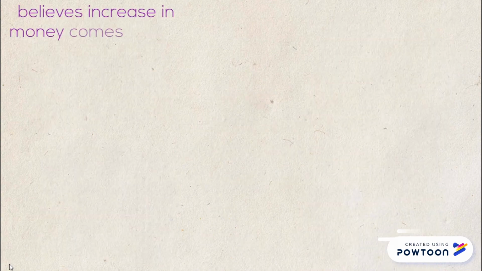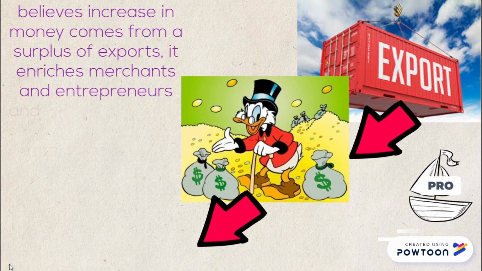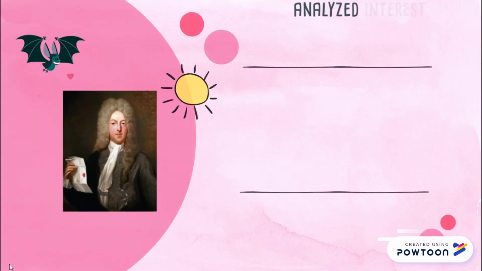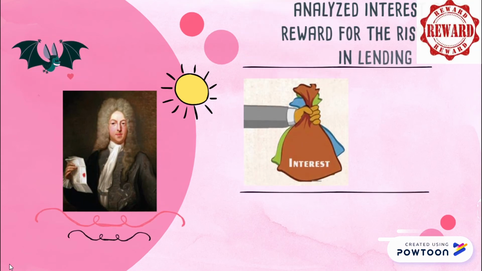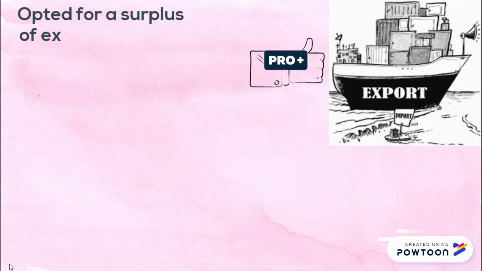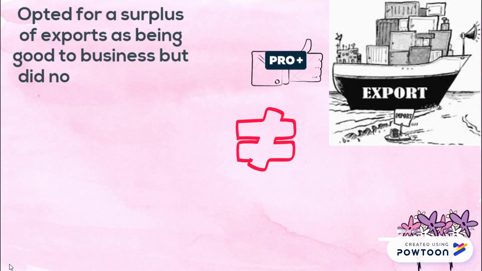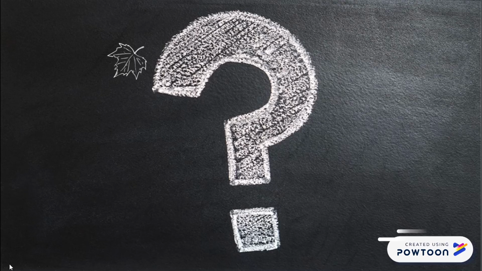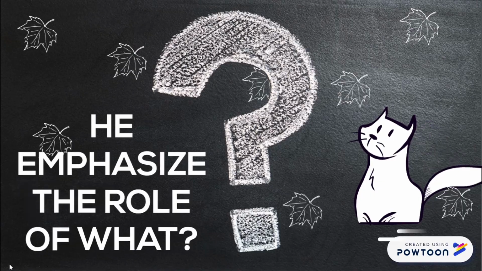He believed that the increase in money comes from a surplus of exports, which enriches merchants and entrepreneurs and gives employment to workers. He analyzed interest as a reward for the risk taken in lending, and also focused on productivity of a nation's resources. He opted for a surplus of exports as being good for business, but did not believe that gold and silver mined at home would serve the same purpose. Question. He emphasized the role of what?